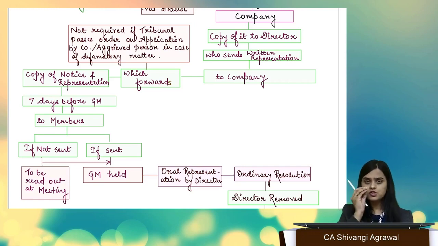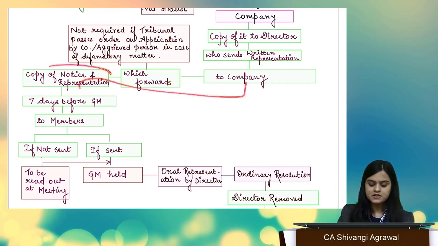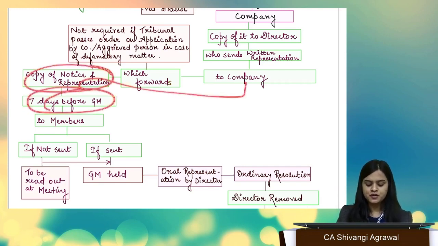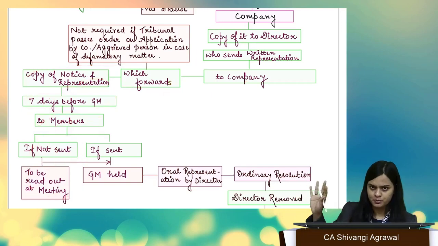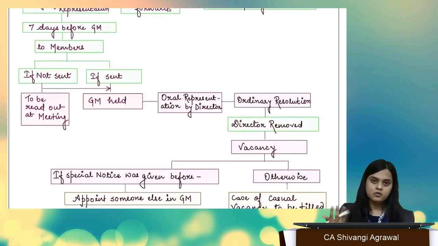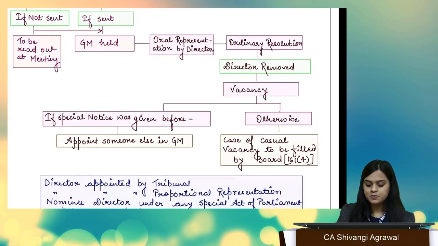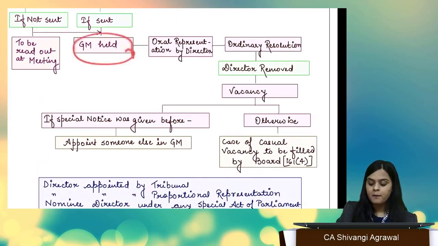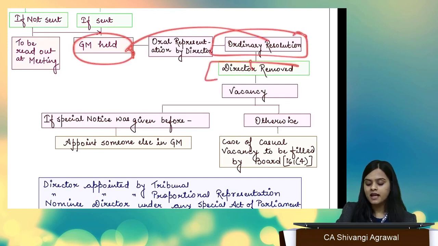Fine. So the eligible member sends special notice to the company, the company forwards the copy to the director, the director gives written representation to the company, and the company sends the written representation plus notice 7 days before the general meeting to the members. Quite possible there is a time constraint or any other thing, and the notice as well as the representation could not be sent, so it will be read out at the meeting. That's not a problem. And quite possible it is sent. Whatever the case be, the general meeting is held. By passing an OR, the director can be removed.